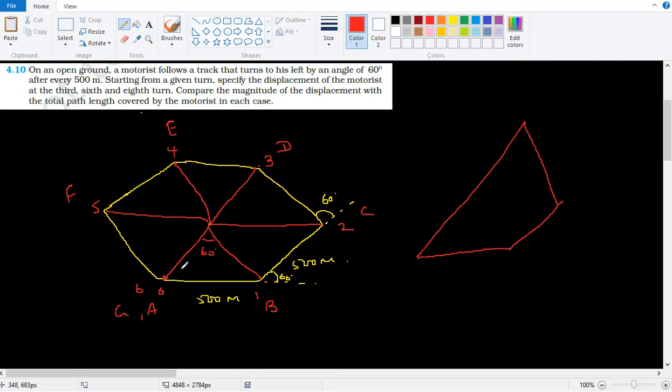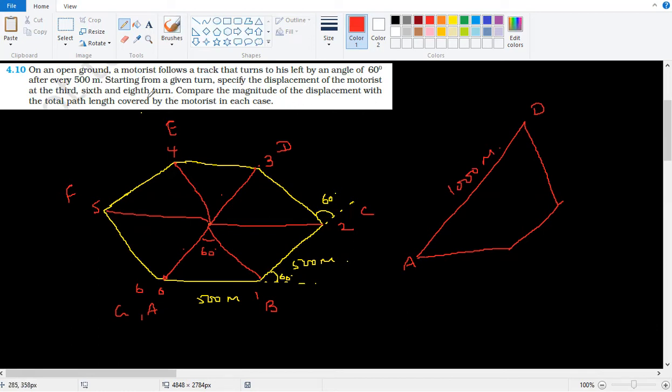So this is going to be an equilateral triangle. So you can easily say that if this is 500 meters, right? This will also be 500 meters. This will also be 500 meters. Why? Because it's an equilateral triangle. So that means 500 plus 500, it will be 1000. So the distance between A and D will be 1000 meters. That will be your displacement.